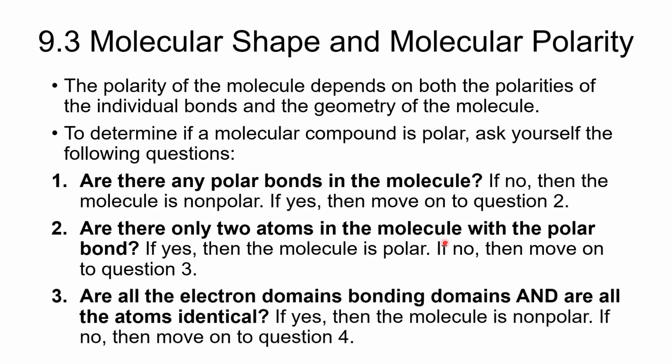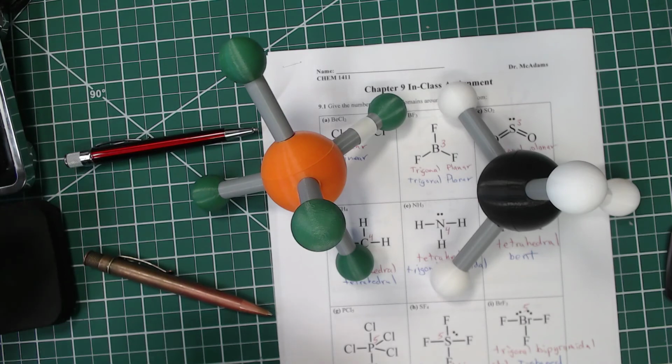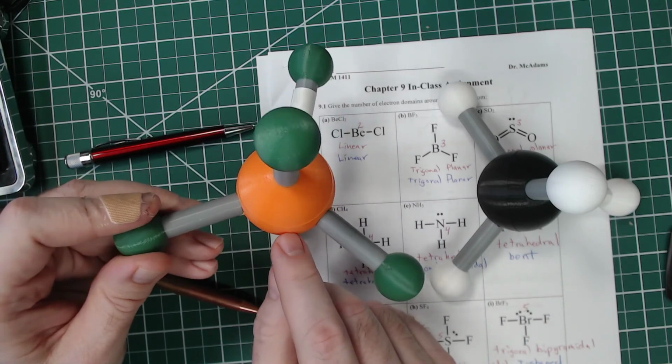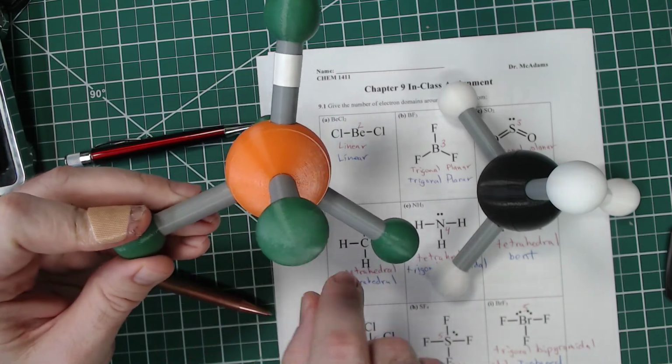Our third question is, are all of the electron domains bonding domains, and are all of the atoms identical? So if all of them are bonding domains and they're all identical, then the molecule is going to be nonpolar. And just as a couple of examples of that, and there are many, here I've got PCl5. With PCl5, we'll find that these two dipoles cancel each other out and these cancel each other out.